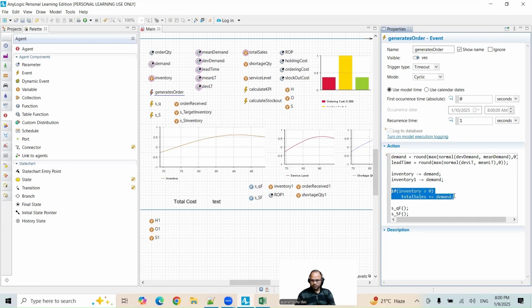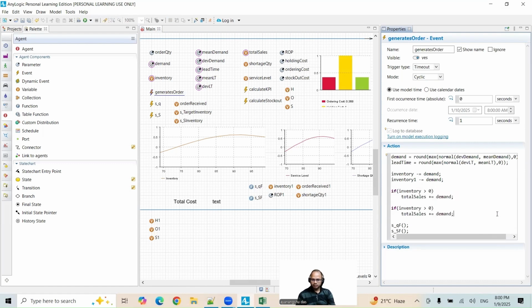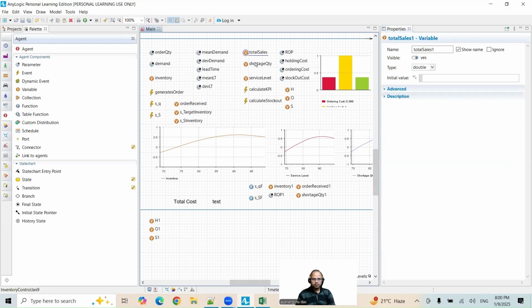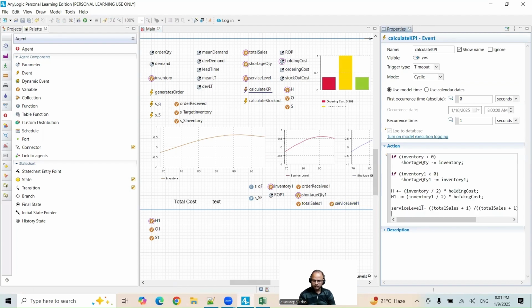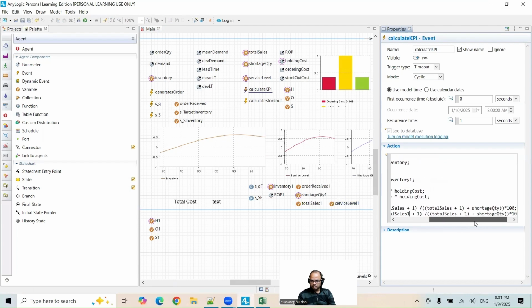And we have to likewise declare the total sales by the demand. So we'll have to declare the total sales, another variable for SS. And we also have to define the service level for SS policy. So the way that we have the service level defined for SQ will have the same for the SS. So service level 1, the total sales 1, and shortage quantity 1.